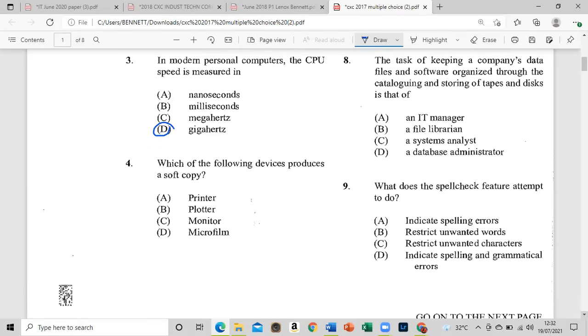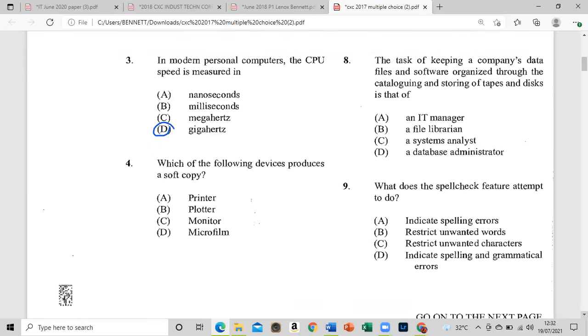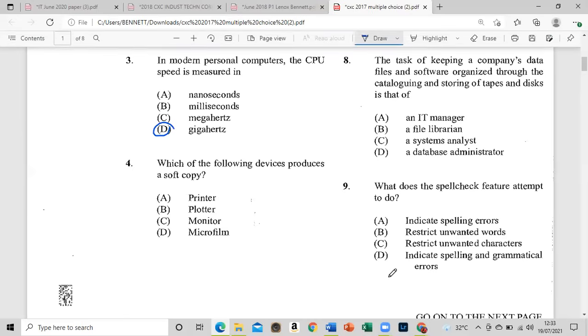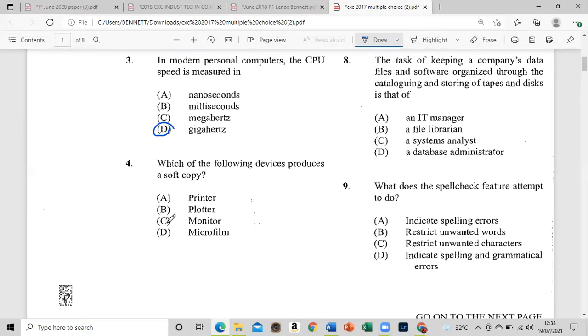Which of the following devices produce a soft copy? Is it A, printer? B, plotter? C, monitor? Or D, microfilm? So soft copy, right? That would be monitor. Can't touch it.